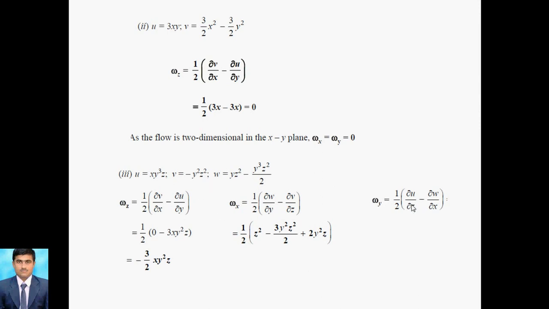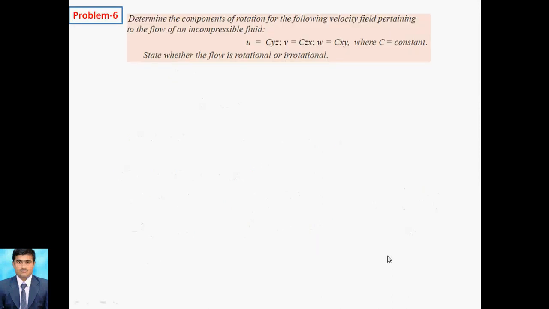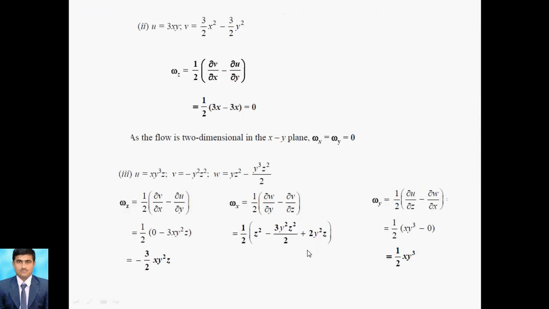So wy is half of dou u by dou z minus dou w by dou x. Dou u by dou z: z is there, that's why x y cube. Dou w by dou x: x is absent, that's why 0. Like this. This is the main basic format.